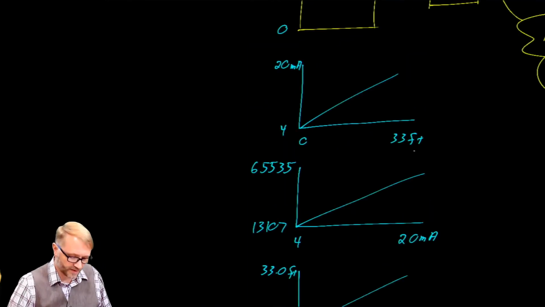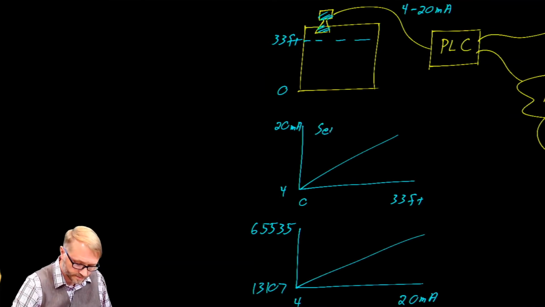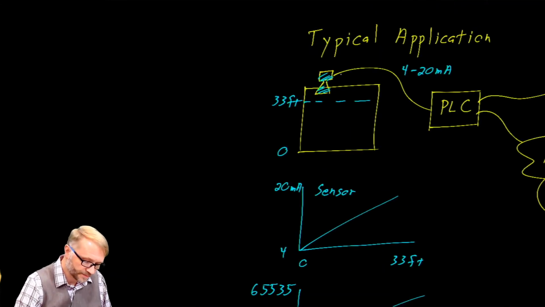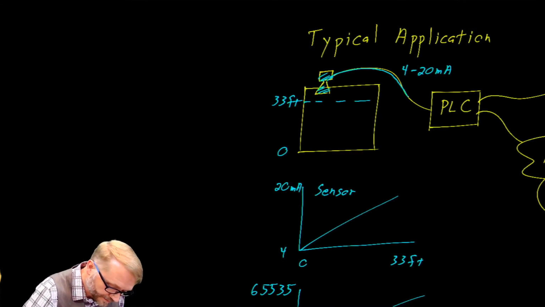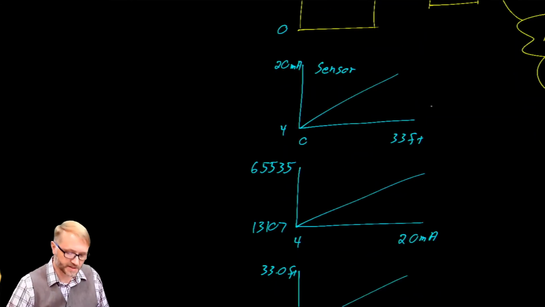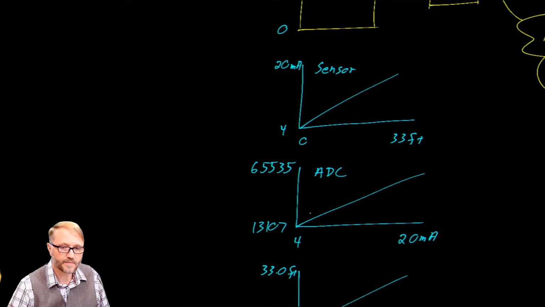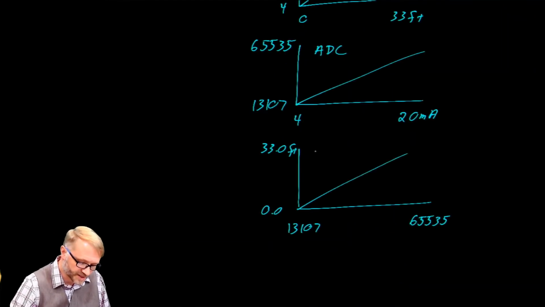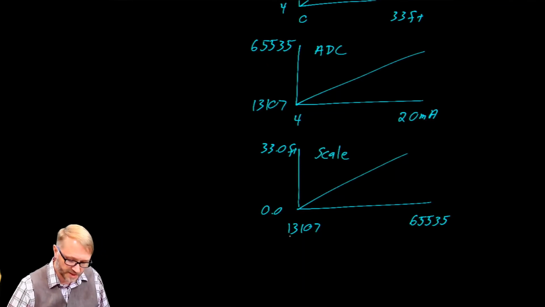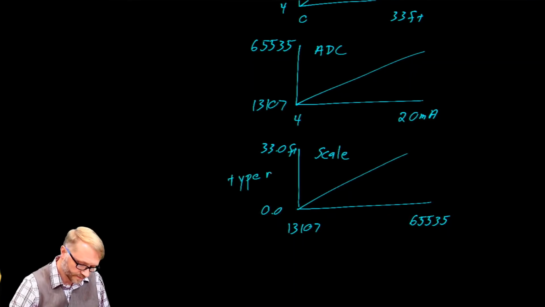So there's 3 transfer functions. We have the sensor, where 0 to 33 feet scales to 4 to 20. And that's this wire right here. We have the operation of the analog to digital converter inside the PLC, where 4 to 20 milliamps scales to 13107 to 65535. And then finally, we have an operation inside the PLC called scaling, where we take the 13107 to 65535 and convert it back into a type real that goes from 0 to 33 feet.